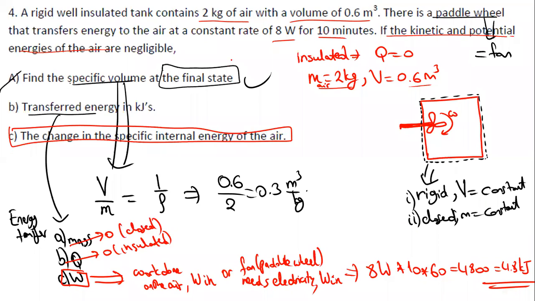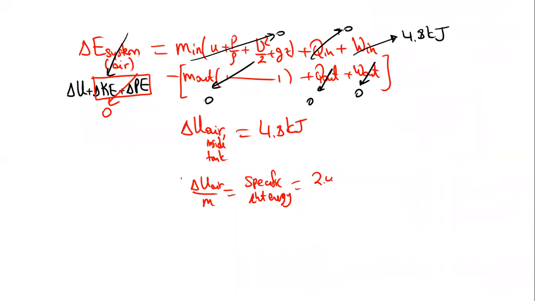And the mass is 2 kilograms here. It will be 2.4 kilojoules per kilogram. Okay. When we say specific, it is per unit mass. And with this one, we have finished this example.